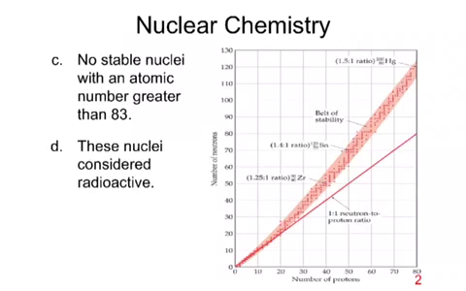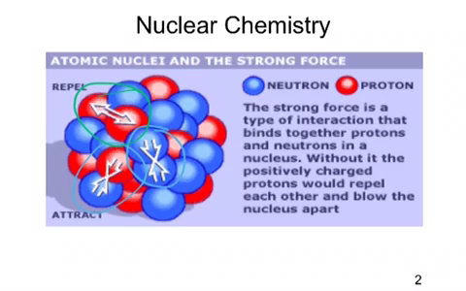And what we'll look at is that at number 83, and we'll talk about this again after we make this graph, if we get big enough, because of all these protons trying to repel one another, we eventually get to a point where the neutrons can't hold things together, and things are going to go into radioactive decay and become radioactive. And so that's what we're going to be looking at in nuclear chemistry.